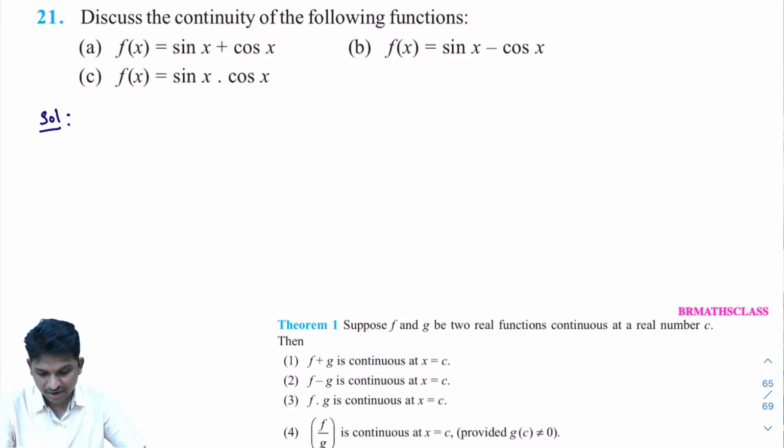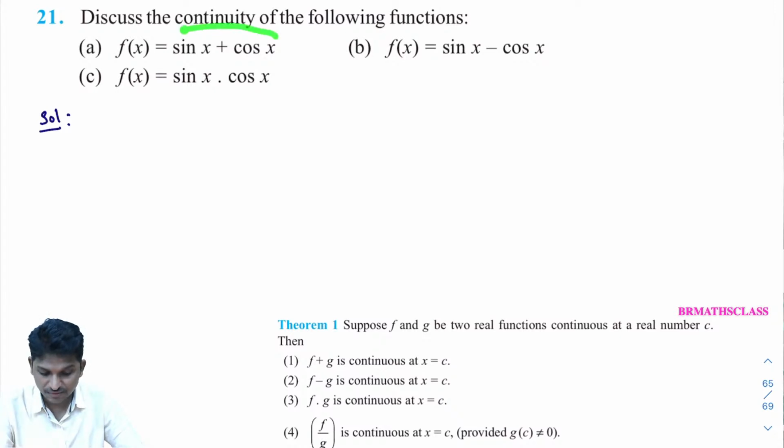We are almost at the end of this continuity chapter. Most probably, one more class is needed to complete this continuity topic. In this class, what are the things we are going to learn? You observe this question number 21. What they are asking: discuss the continuity of the function.